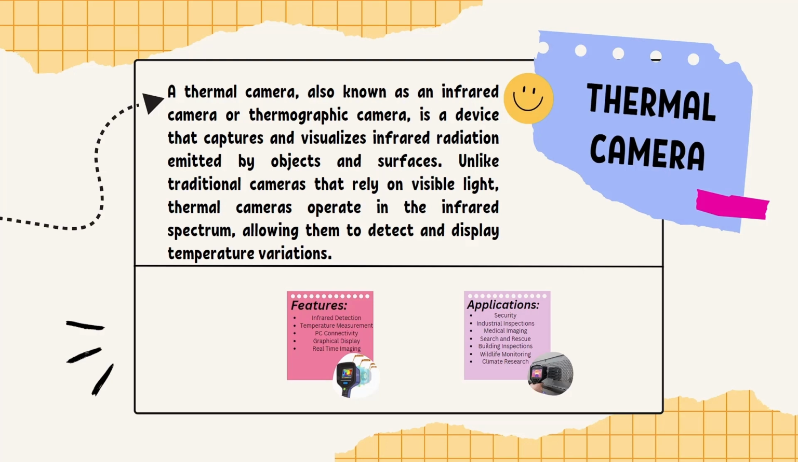So, according to the infrared radiation, the different temperatures of different objects and bodies can be mapped out and they can be seen as different colors inside the thermal camera's screen. Also, we have put down some features and applications in short. The features include infrared detection, temperature measurement, PC connectivity, graphical display, and real time imaging. So, moving on.